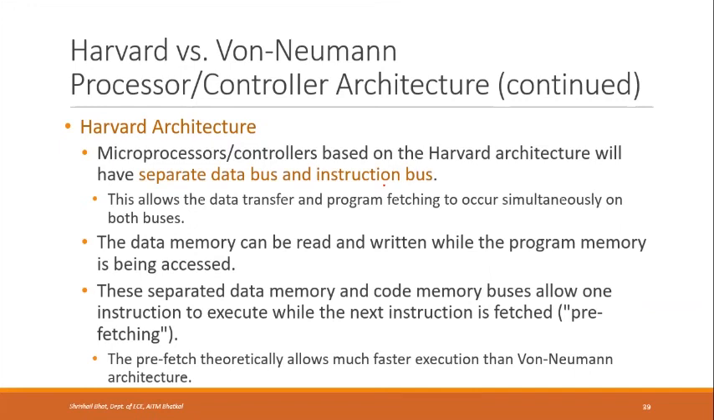These separate data memory and code memory buses allow one instruction to execute while the next instruction is fetched. That is called prefetching. When the present instruction is being executed, the next instruction is fetched. So this allows for pipelining. Theoretically, it allows much faster execution than the Von-Neumann architecture, because there prefetch is not allowed.